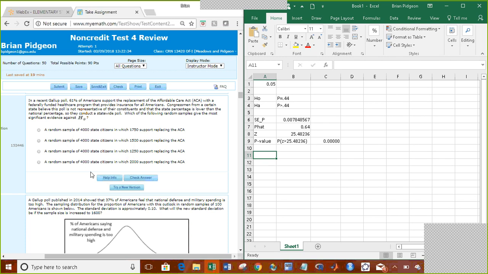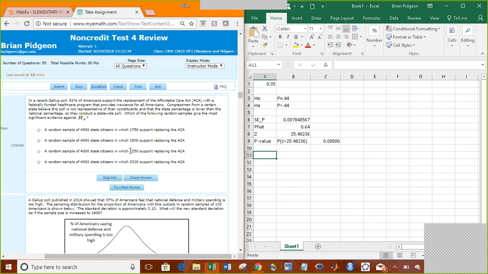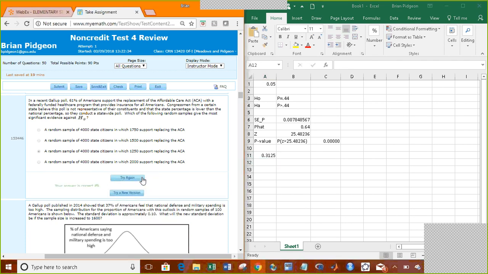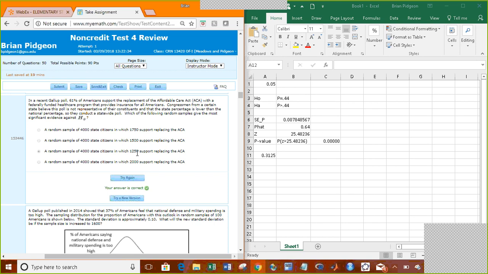So all these are 4,000. Well, in this case, it's only 1250. 1250 out of 4,000. That's 31%. That provides significant evidence, more so than the other three, because this has the smallest in favor of replacing the ACA.